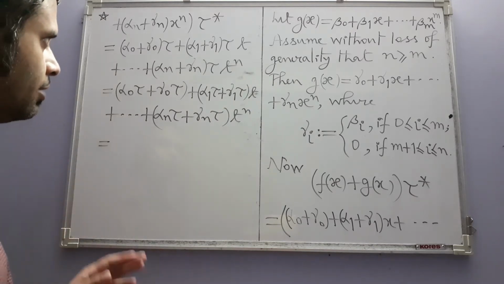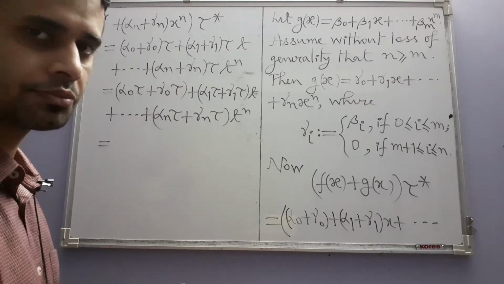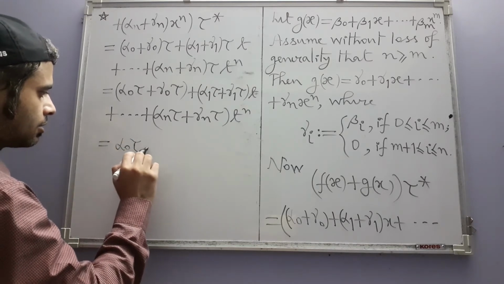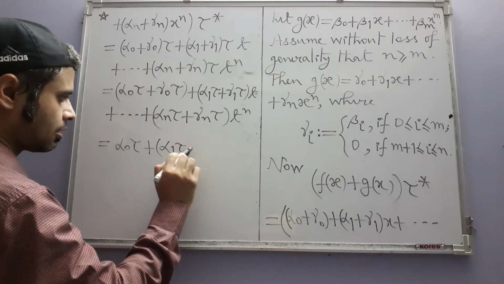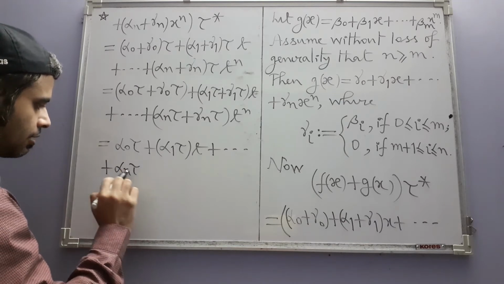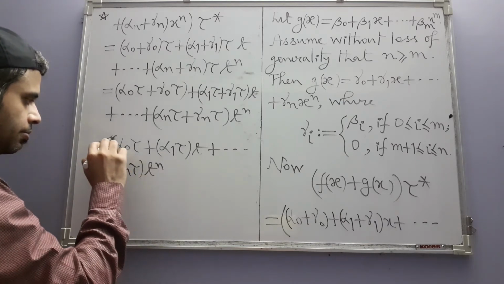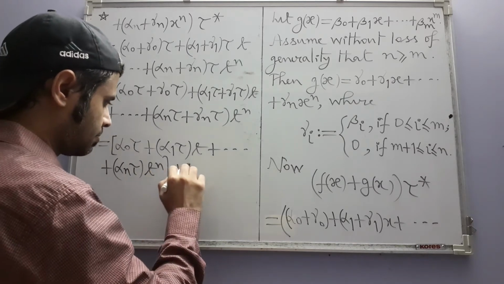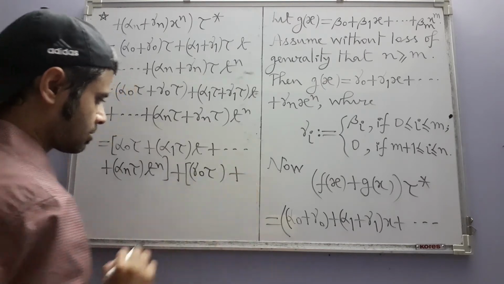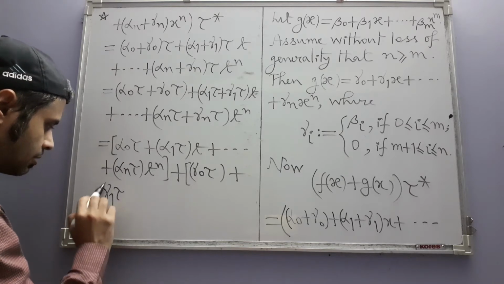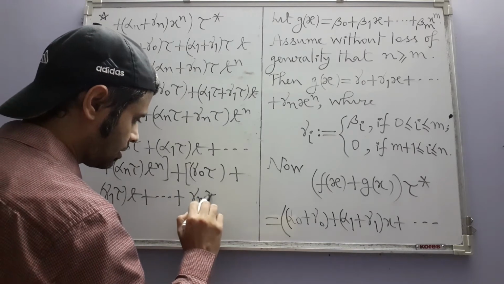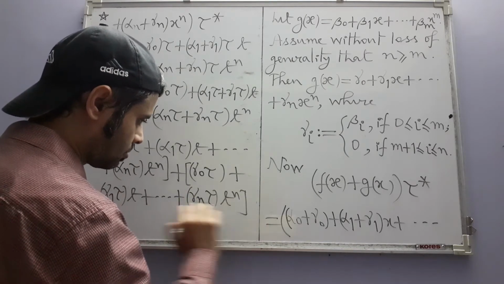Now, by the definition of addition in the second polynomial ring f prime t, this can be written as alpha naught tau plus alpha 1 tau t plus alpha n tau t to the power n, plus gamma naught tau plus gamma 1 tau t etc. plus gamma n tau t to the power n.